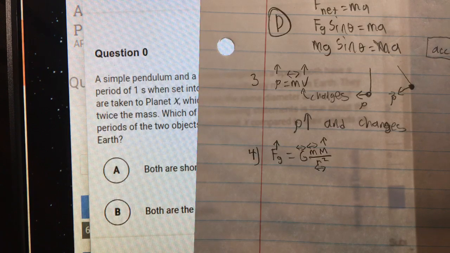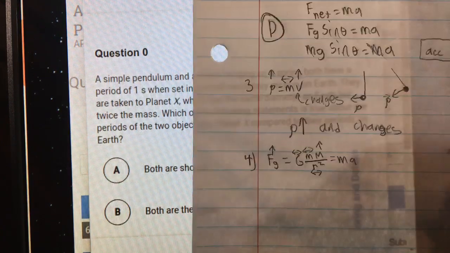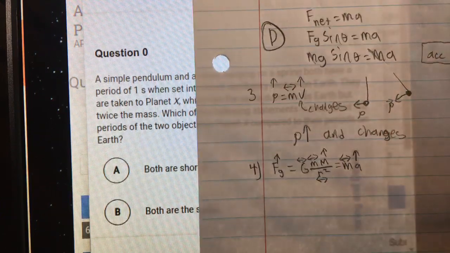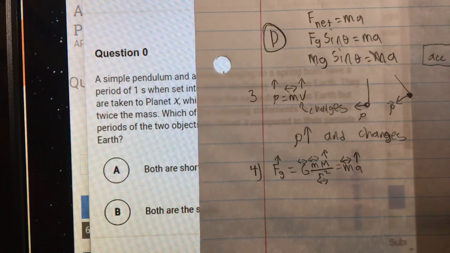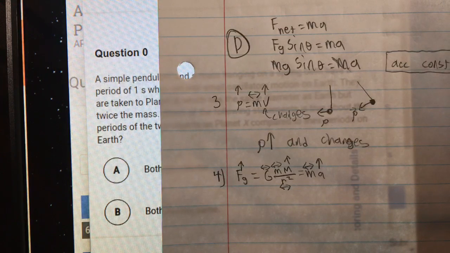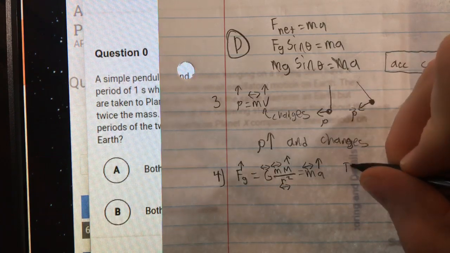Are we going to be accelerating faster or slower? Like a higher rate of acceleration or a lower rate of acceleration? So we see our acceleration went up. So is it going to take more or less time, do you think, to complete a cycle if you have a larger acceleration? Well, we see a bigger acceleration, so I'm going to expect the time to go down.